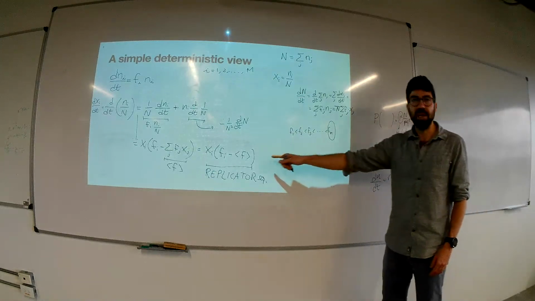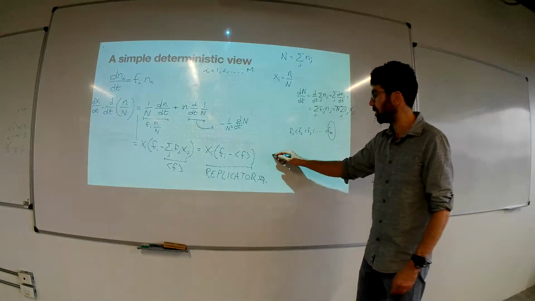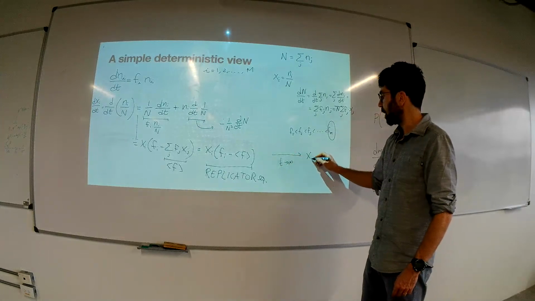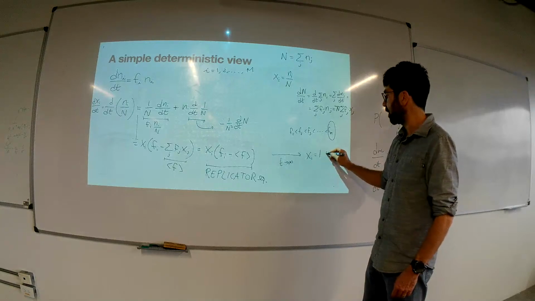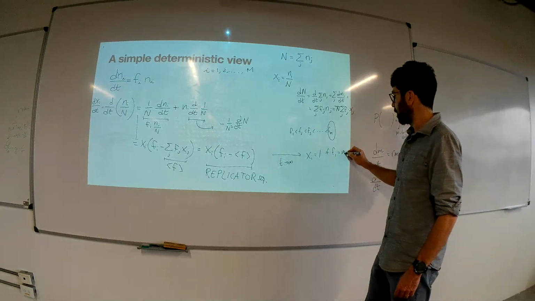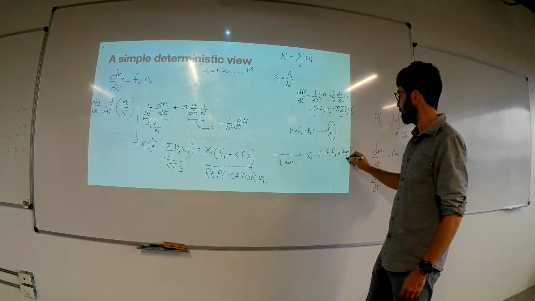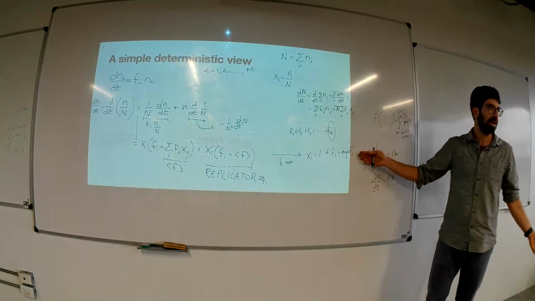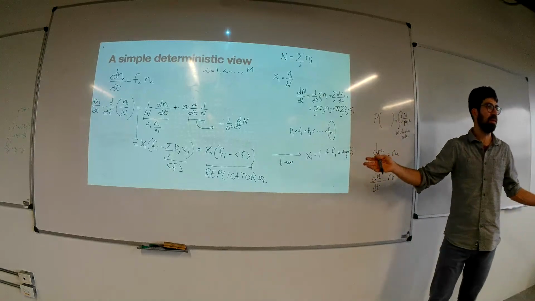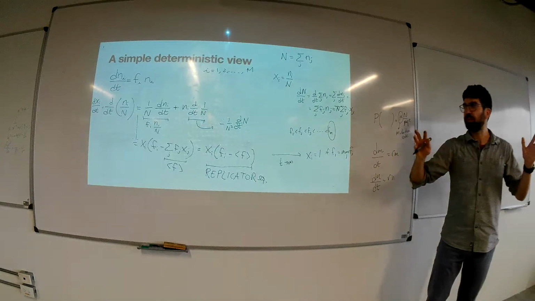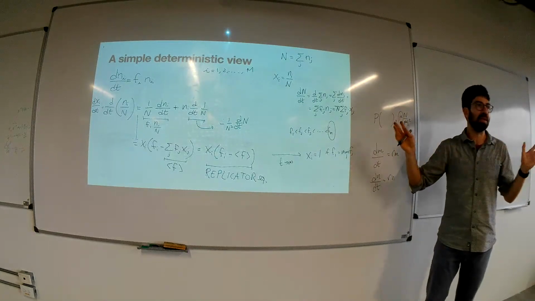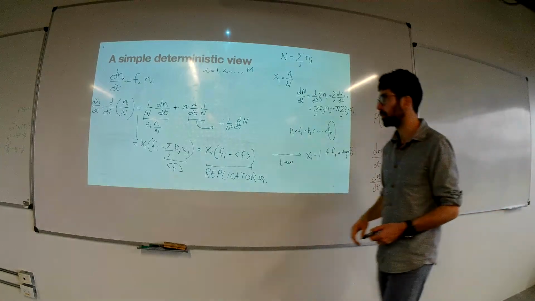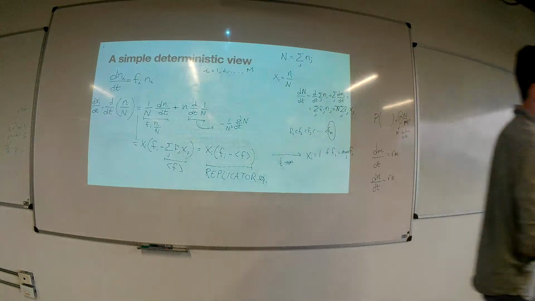So if you take this thing here, what it predicts is that at the end, as t goes to infinity, x_i is equal to 1 if f_i is the maximum of the fitnesses. So this is the survival of the fittest, right? You have n different types, they have different fitness. This model predicts very simply that only the fittest survives.